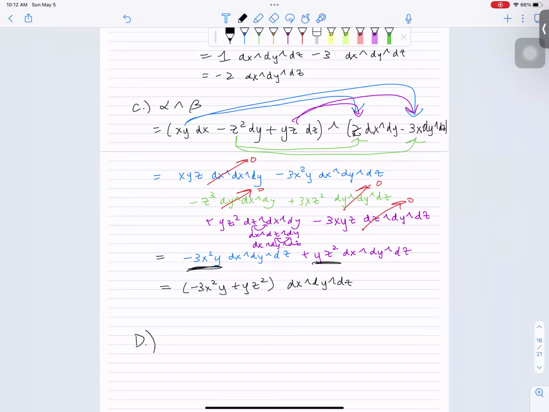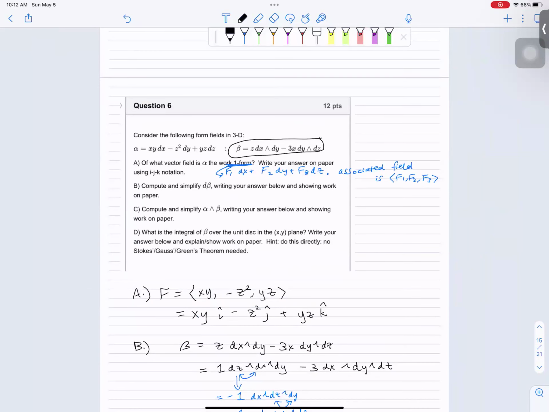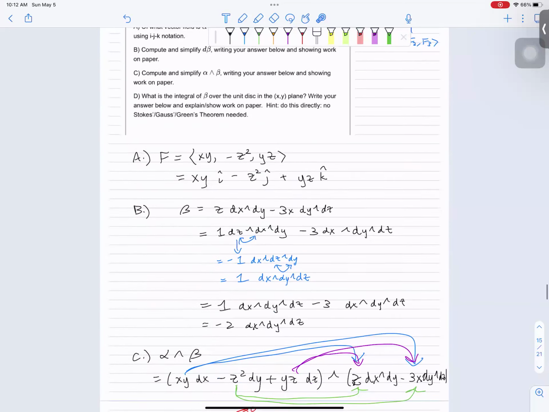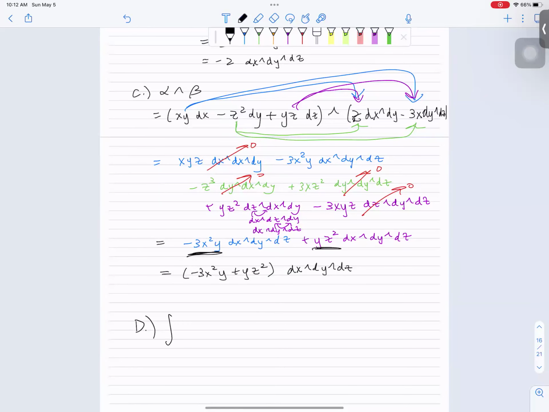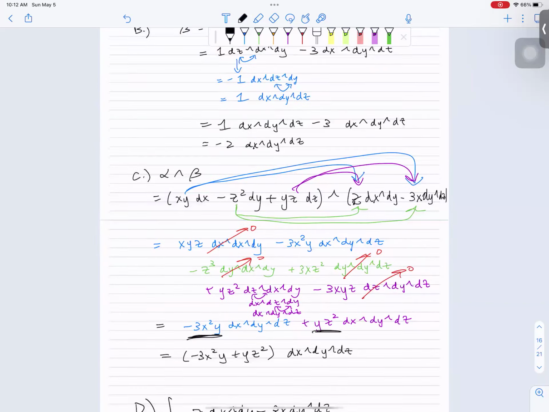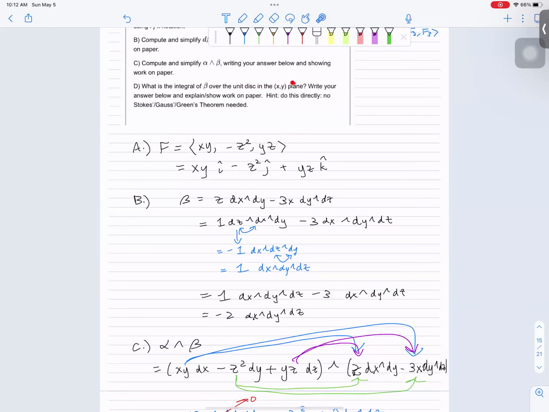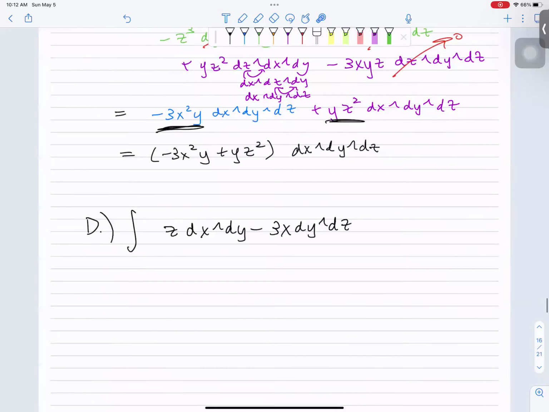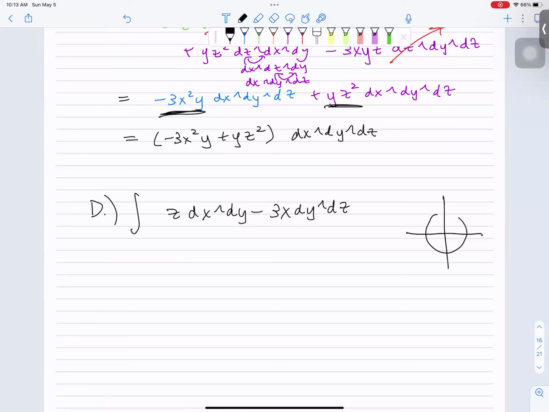All right, part D. What is the integral of beta over the unit disk in the xy plane? Write your answer below. Hint, do this directly, no theorems needed. Integral of beta over the unit disk. So I want to find an integral of beta. Beta here is this, the z dx dy minus 3x dy dz. And I'm doing it over what? A unit disk in the xy plane. So I'm in the xy plane and I have a unit disk, this circle with radius 1.